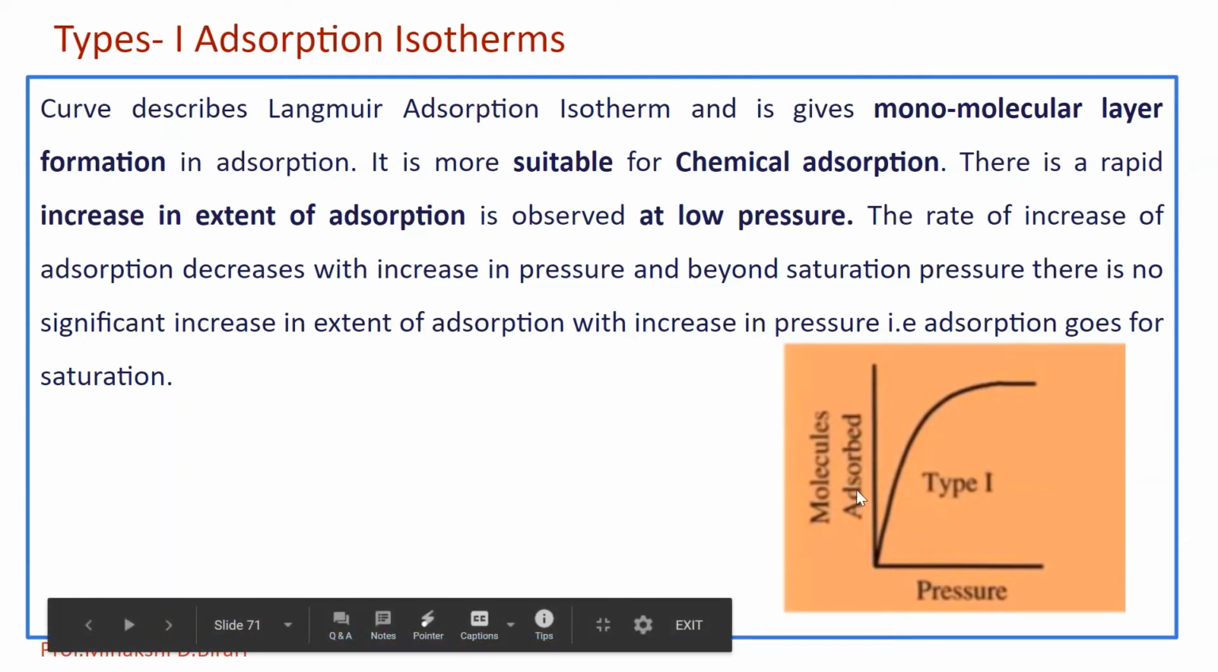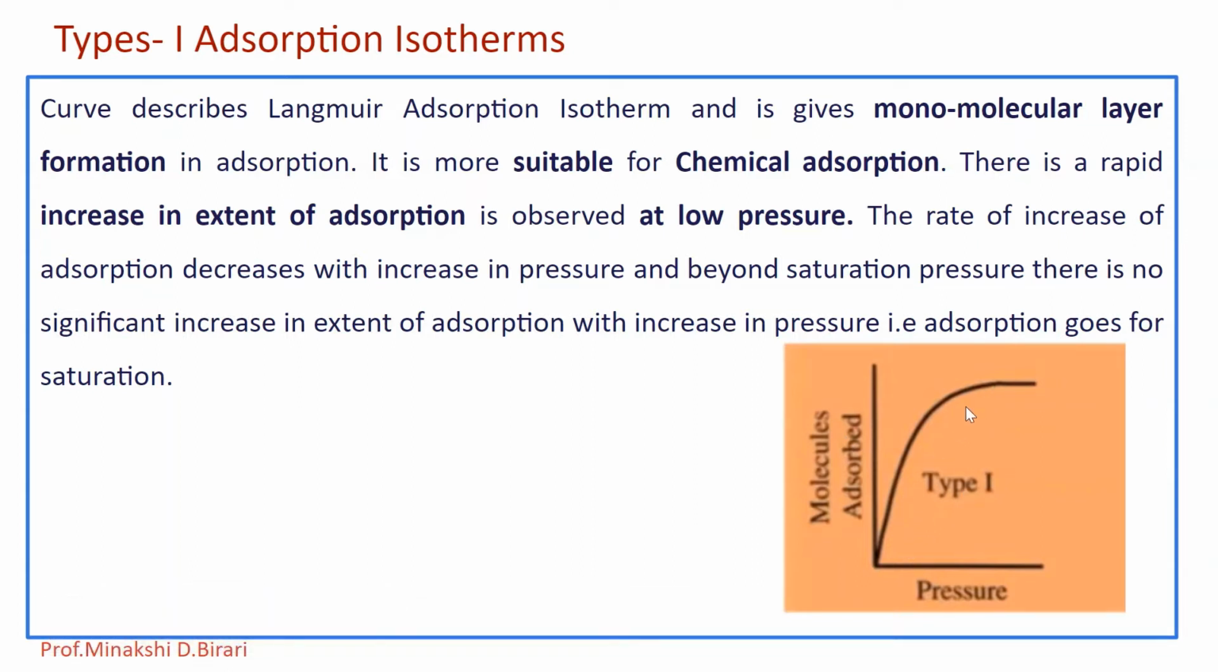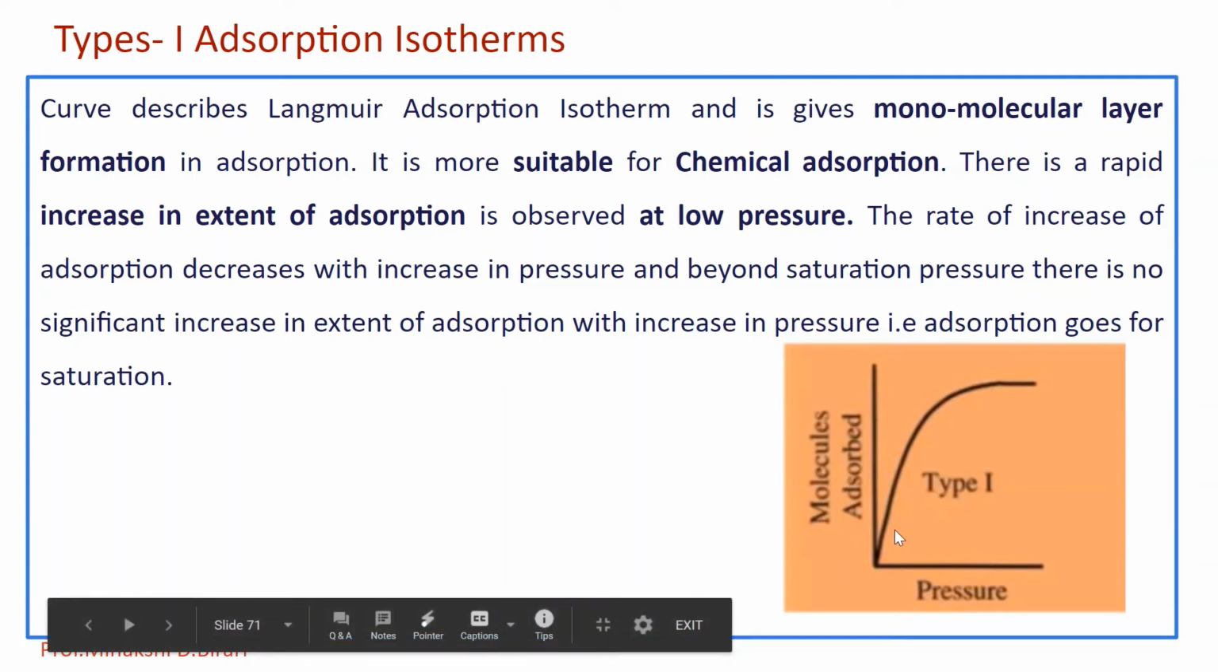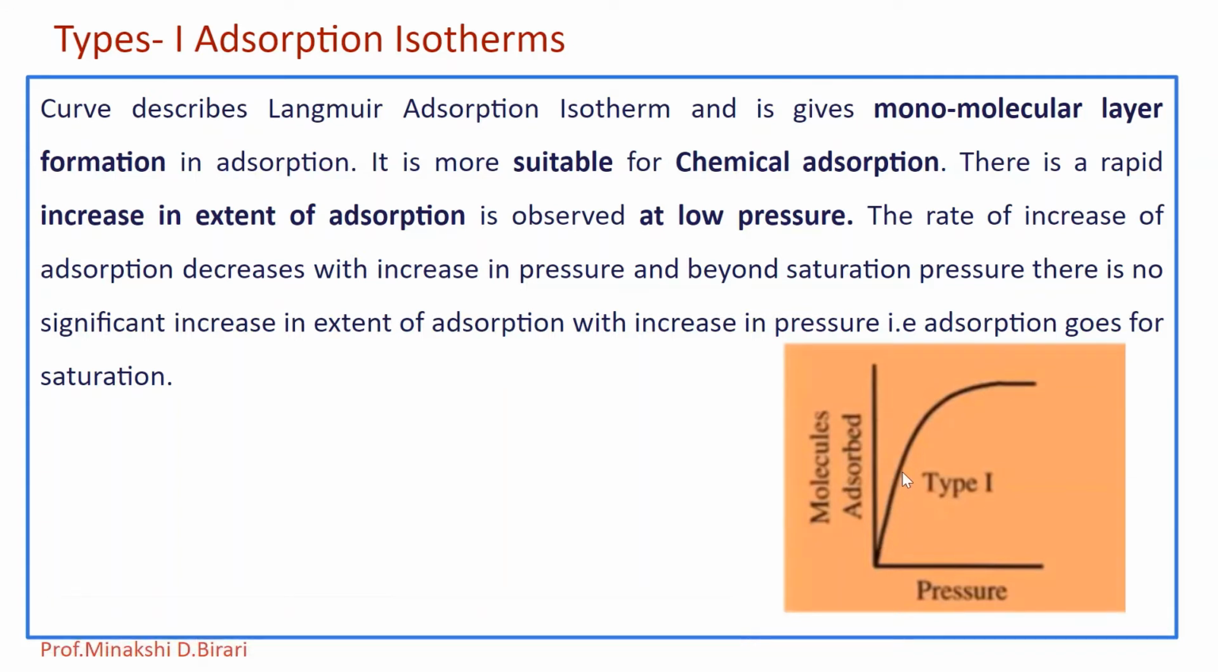So when we observe the type first adsorption isotherm, this curve describes the Langmuir adsorption isotherm, and it gives monomolecular layer formation in adsorption. The rate of increase of adsorption decreases with increase in pressure, and beyond the saturation pressure there is no significant increase in extent of adsorption with increase in pressure. That is, the adsorption goes for saturation when the pressure increases. There is a rapid increase in extent of adsorption at lower pressure.